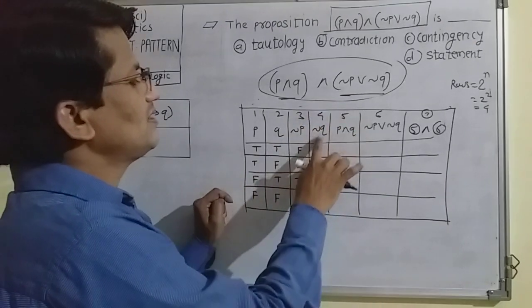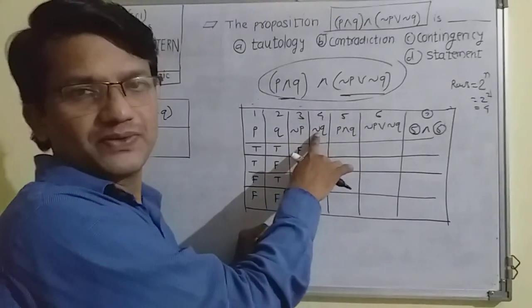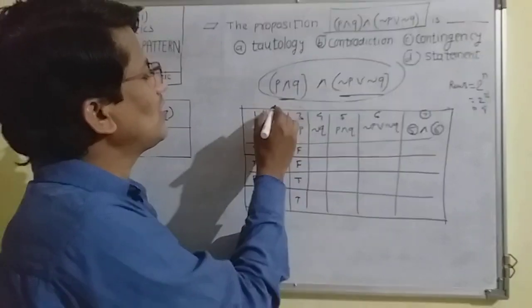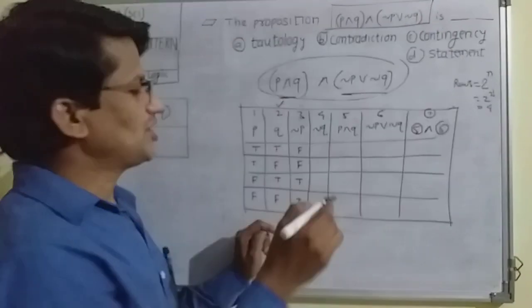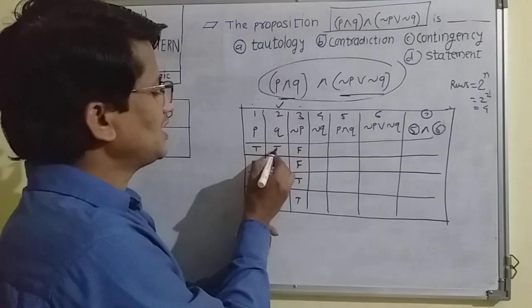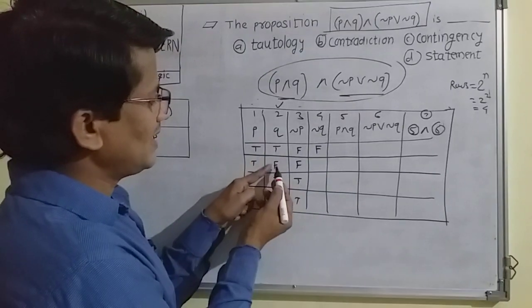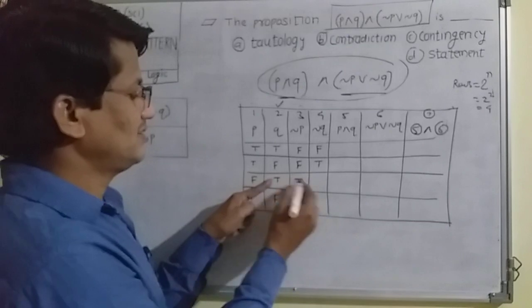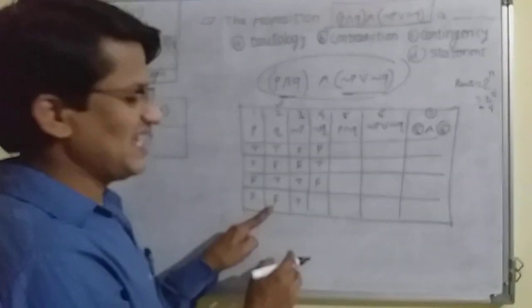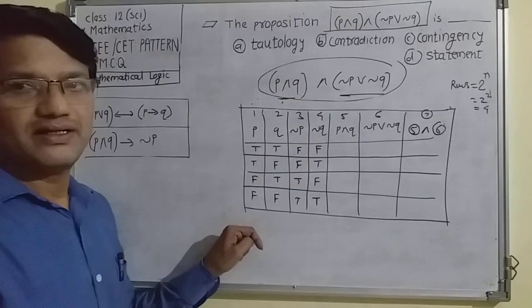Number 4, what is here? Negation of Q. But the Q column is the second one. Make the negation of all the entries. Negation of T is F. Negation of F is T. Negation of T is F. Negation of F is T. Okay, now see number 5.